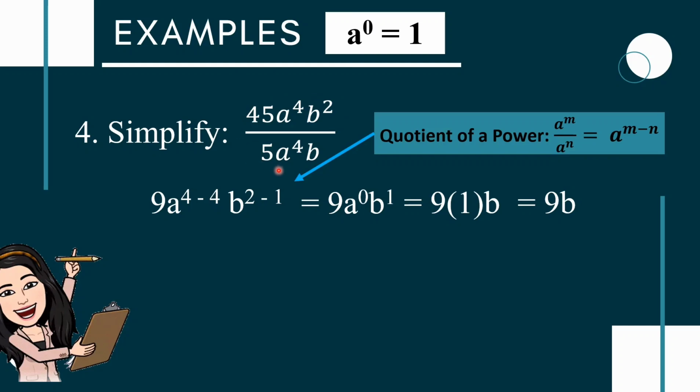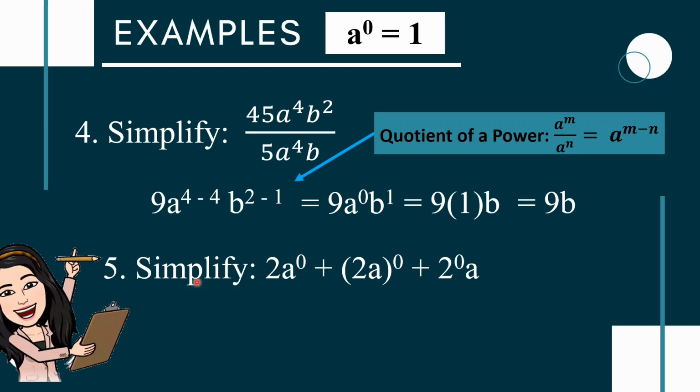Let's have another. Simplify 2 raised to a raised to 0. 2 times a raised to 0 plus the product of 2a raised to 0 plus 2 raised to 0 a. Tingnan nyo yung pagkakaiba-iba niya. Tingnan natin kung saan ba naka-power si 0. Here, ang 0 ay power ni A only. So, that is why 2 times ang a raised to 0 ay 1.